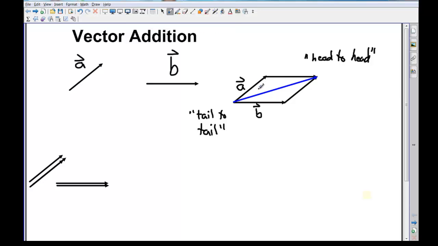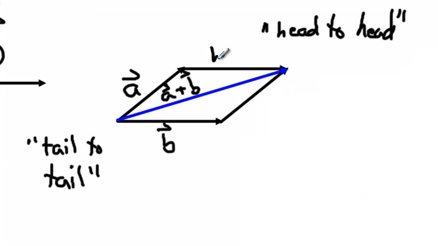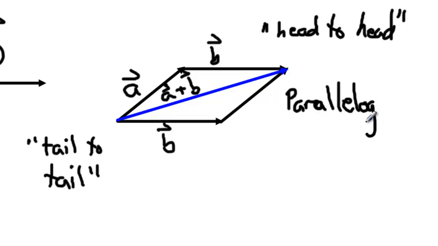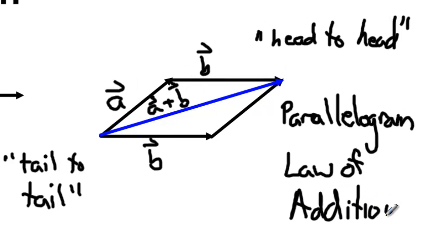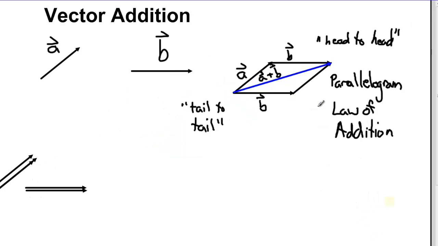So this is vector A plus B. Now, that is the triangle law, or the parallelogram law of addition. Alright, so that's the parallelogram.